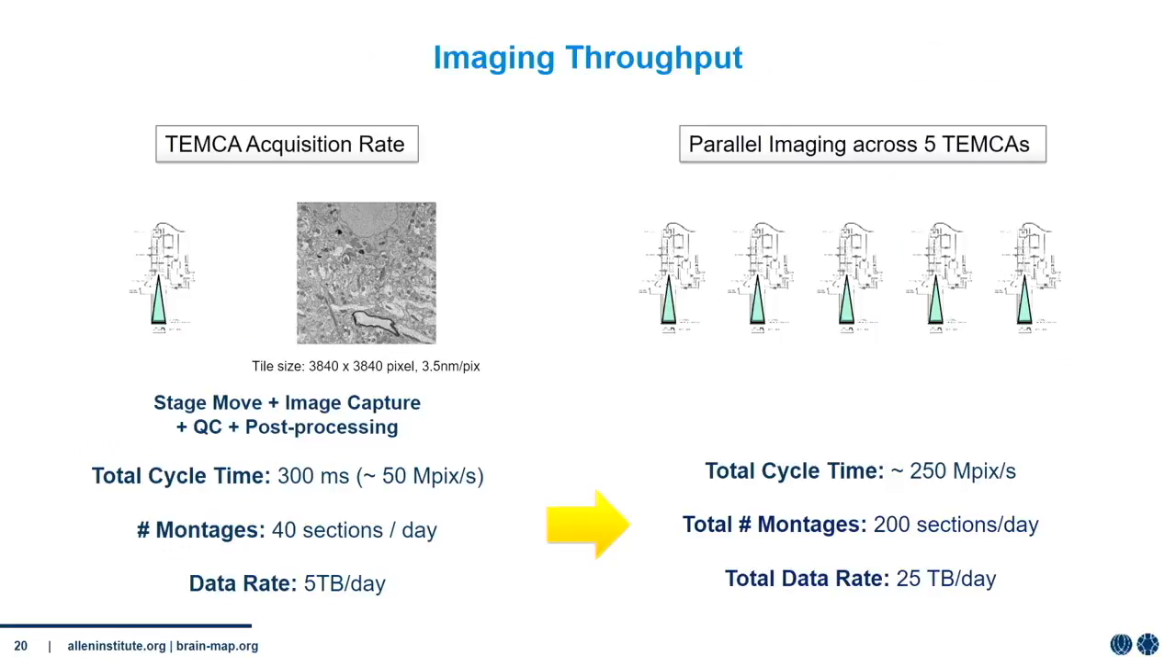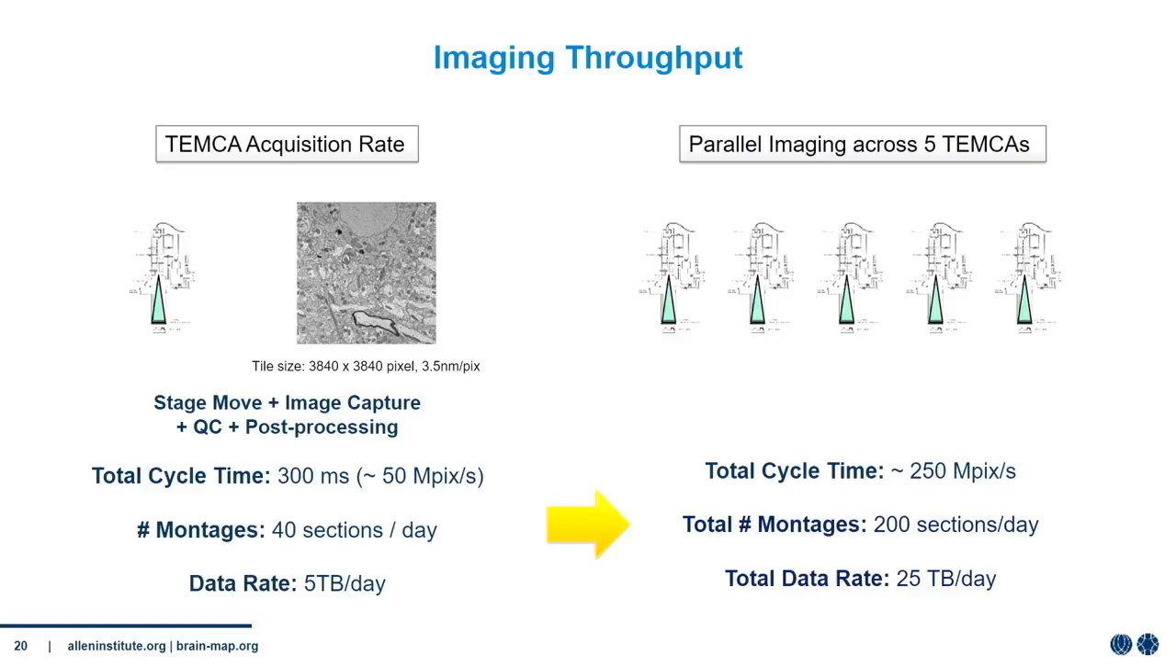And to collect each of these high-resolution tiles, there is a lot of work behind the scenes. Basically, the tape is fixed down to a stage, and we rely on the stage to move to access all the areas we want to image. For each tile, the total cycle time is about 300 milliseconds, and this involves the stage move, settling, image capture where the camera shutter opens and grabs the image, and the quality control and post-processing.